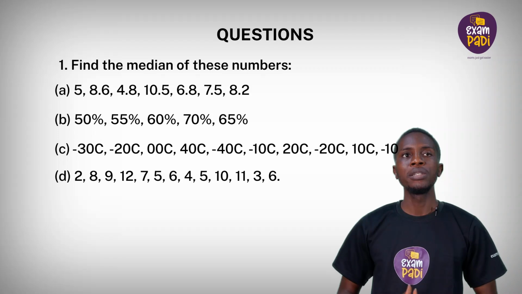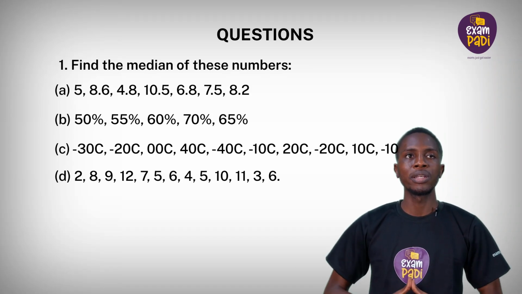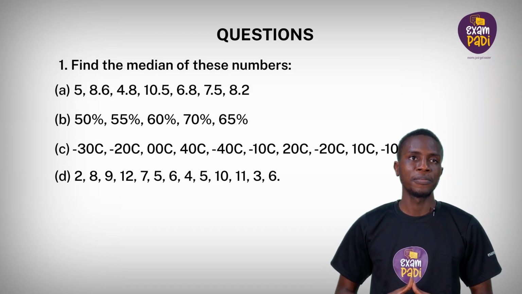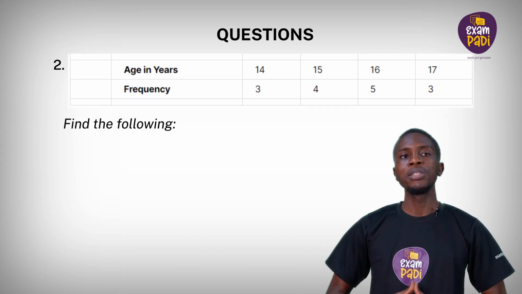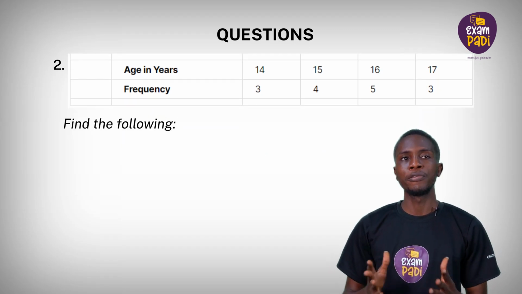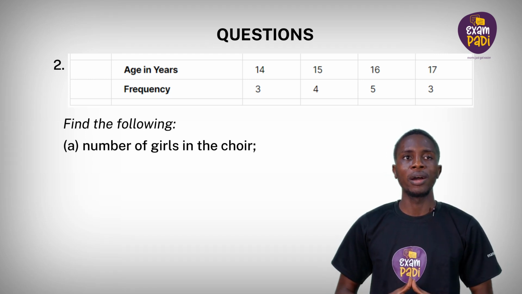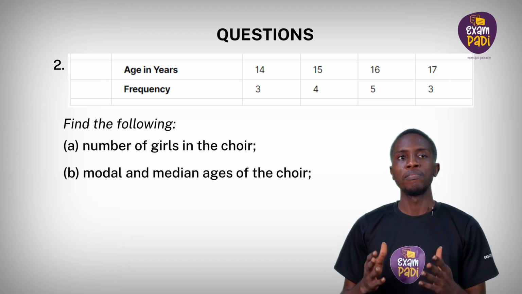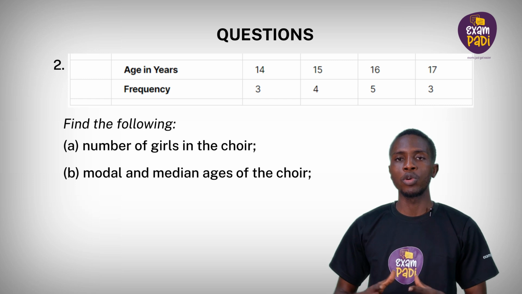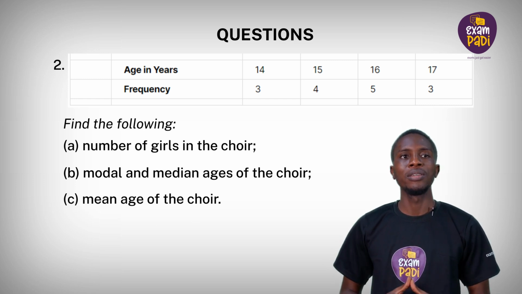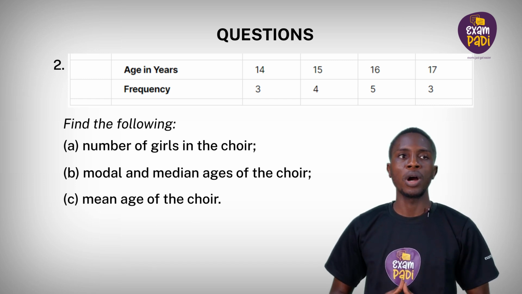1. Find the median of the following set of data. 2. From this table, find the following. A. Number of girls in the choir. B. Modal and median ages of the choir. And C. Mean age of the choir.